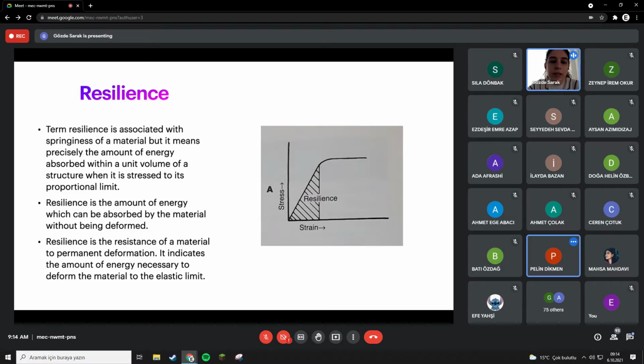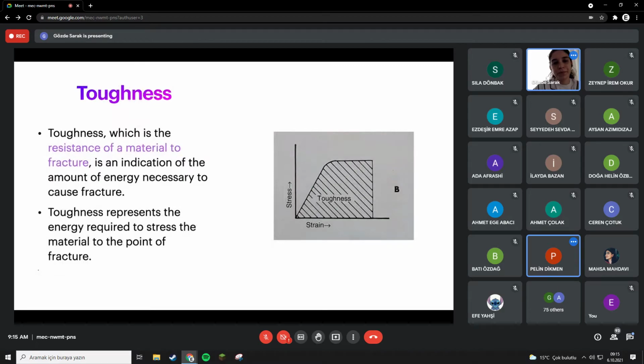Resilience is the resistance of a material to permanent deformation. It is the amount of energy which can be absorbed by the material without being deformed. And toughness is the resistance of a material to fracture. It represents the energy required to stress the material to the point of fracture.